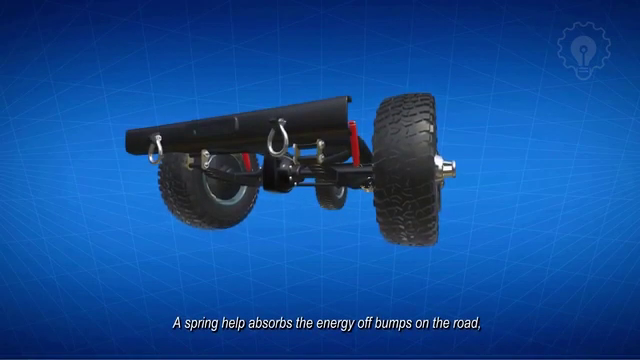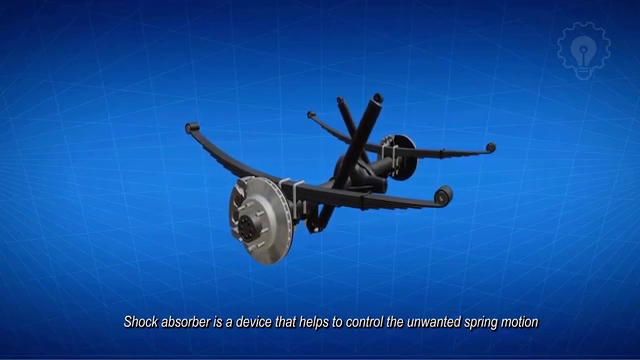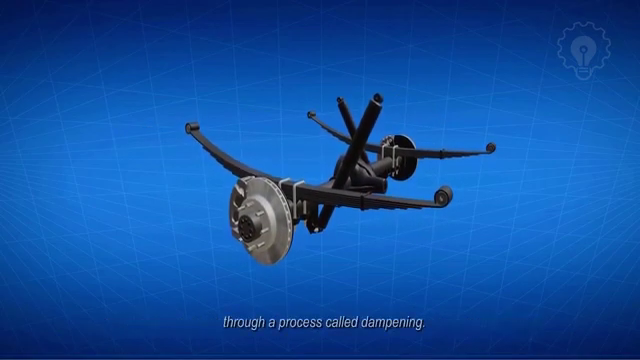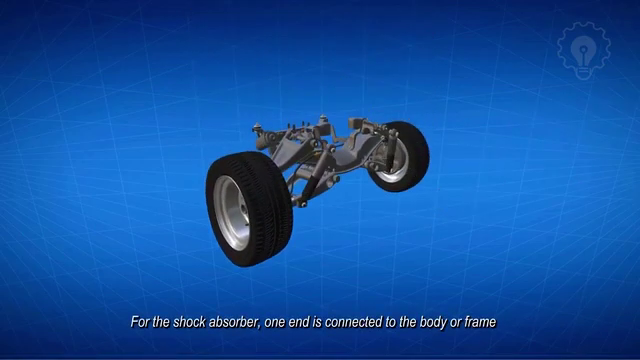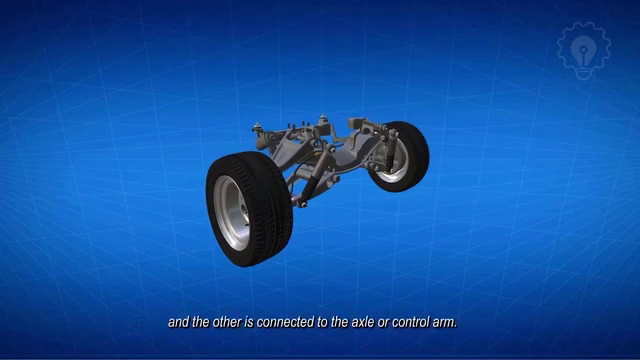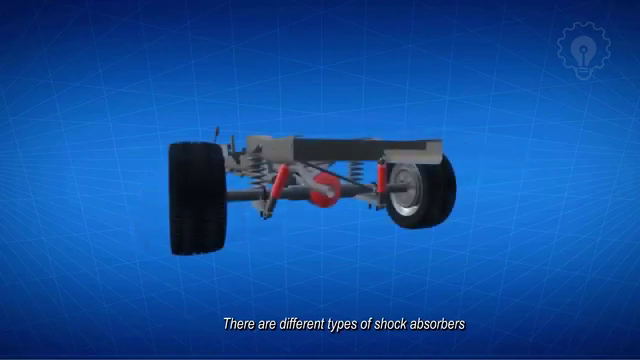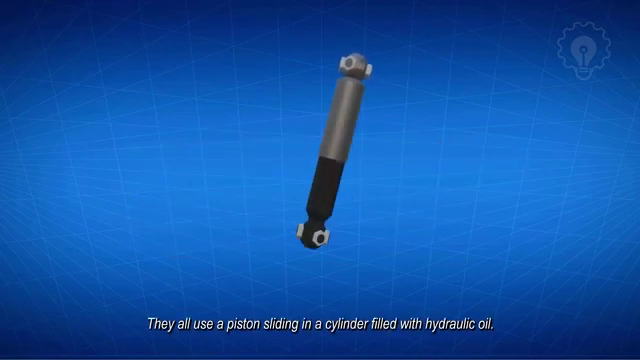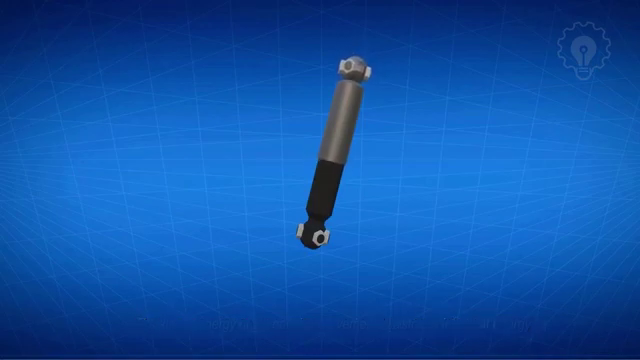A spring helps absorb the energy off bumps on the road, and a dampening mechanism helps control and dissipate the energy up and down. Shock absorber is a device that helps to control the unwanted spring motion through a process called dampening. For the shock absorber, one end is connected to the body or frame, and the other is connected to the axle or control arm. There are different types of shock absorbers, but they all use a piston sliding in a cylinder filled with hydraulic oil. The kinetic energy of suspension movement transforms into heat energy that can be dissipated through hydraulic fluid.